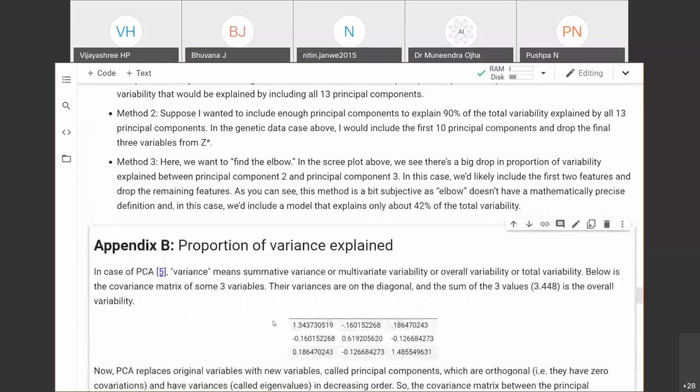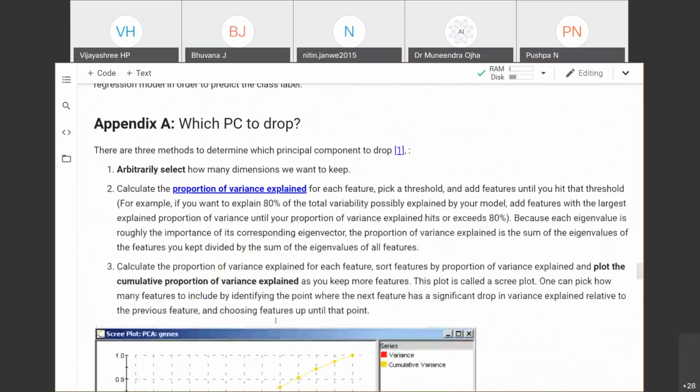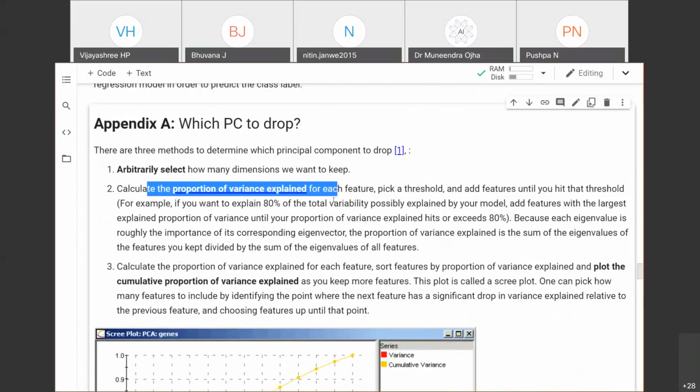Okay. So we understood the second method of finding out how many PCs to include and how many PCs to drop. You put a threshold of 80% and keep on adding PCs until you reach this threshold of 80% variance explained. Now this 80% is totally user dependent. It's your choice, whatever number you want to keep over here.